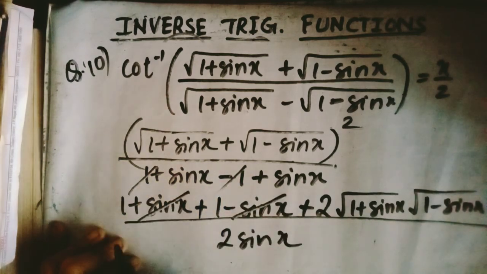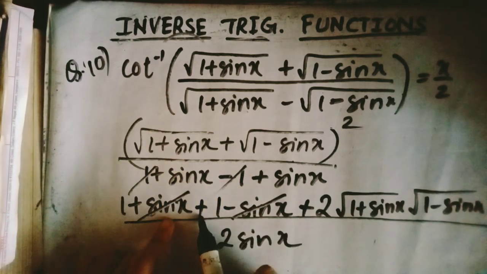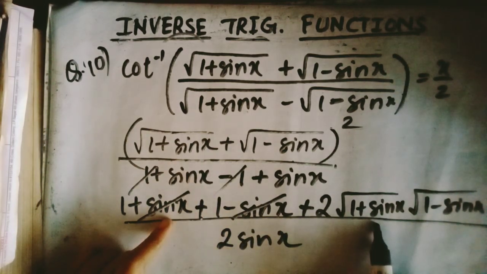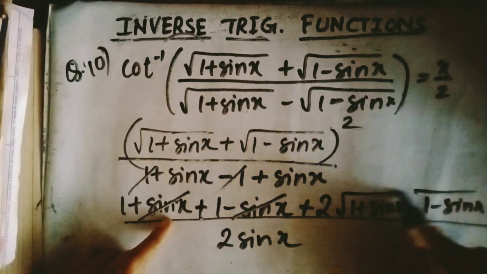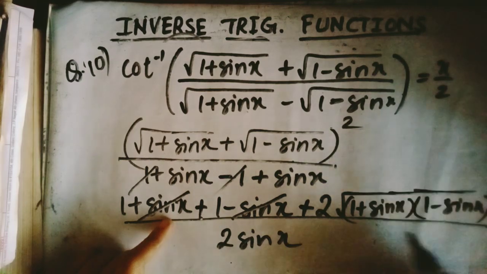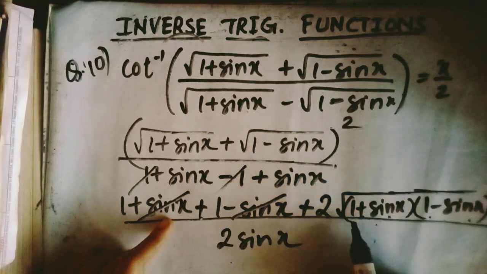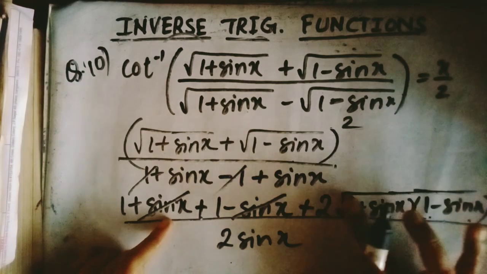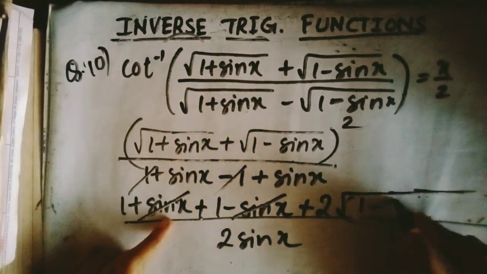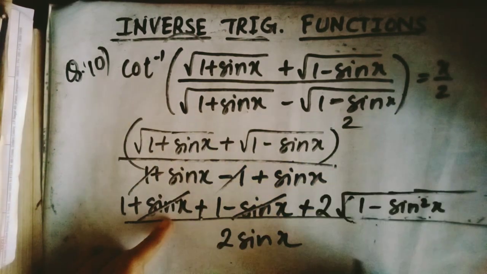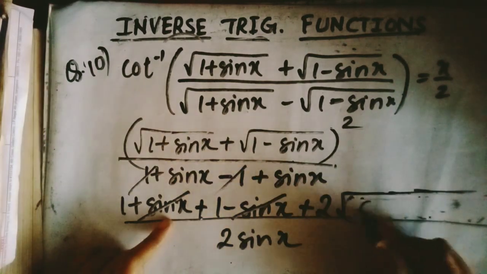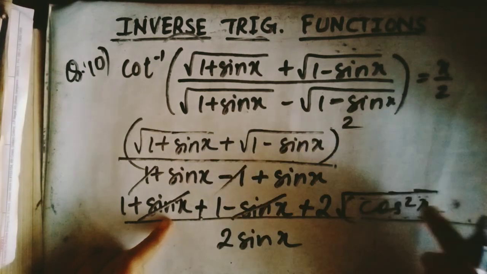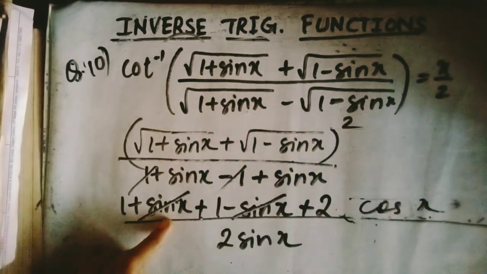This also gets cancelled, so you'll get here 2. You can take common 1 plus sin x, 1 minus sin x. You can multiply this, so this is a plus b, a minus b, so a square minus b square. So 1 minus sin square x. Okay, 1 minus sin square x is cos square x. Cos square and root gets cancelled.